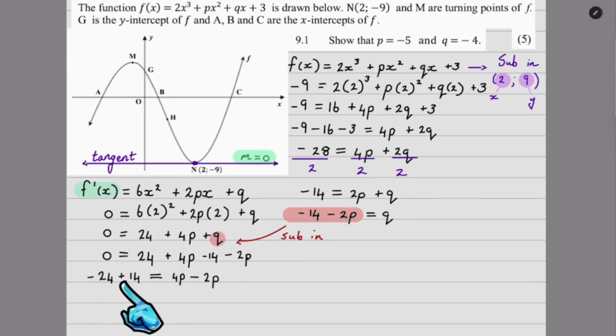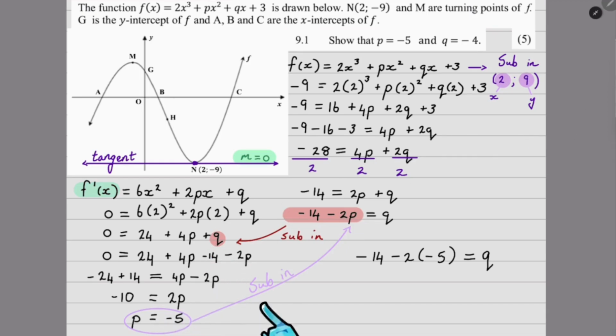Right, minus 24 plus 14 is minus 10. 4p minus 2p is 2p. And then I'm just going to divide both sides by 2 to get p on its own, and we get p to be negative 5 as we expected. Okay, and then we still have to get q. So I'm going to take this p value, I'm going to put it into p over here, and then it's going to spit out q. Okay, so I just take that, put it in there to get that.